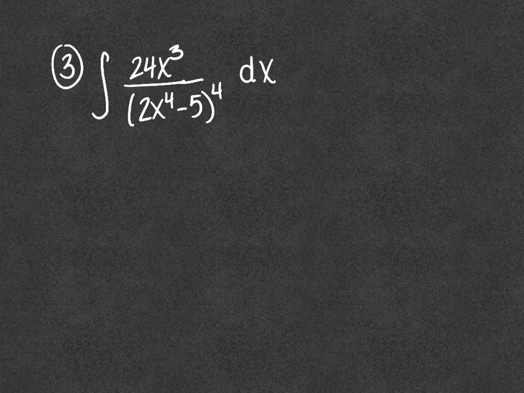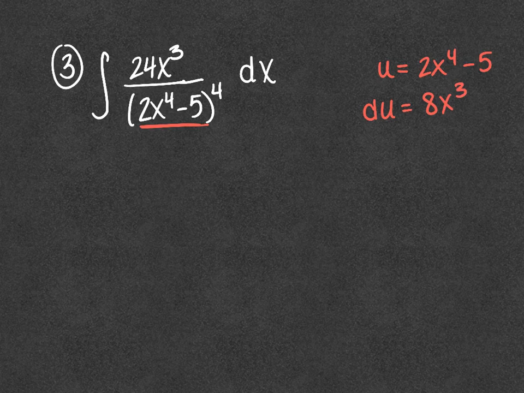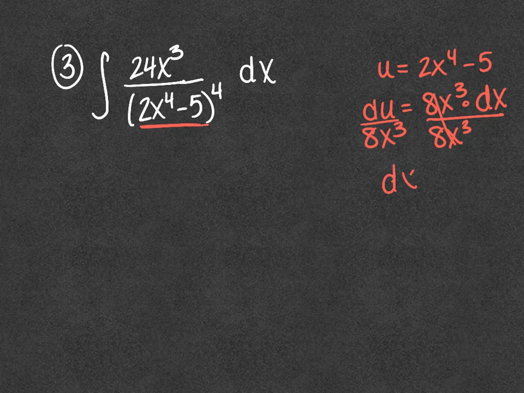So same concept as before. You take the stuff that's inside the parentheses and you make that u. So I'm going to do that over here. U is equal to 2x to the fourth minus 5. And then we're going to take the derivative, so du, which is 8x to the third dx. And then again, solve for dx. So divide by 8x to the third. So dx is du over 8x to the third.